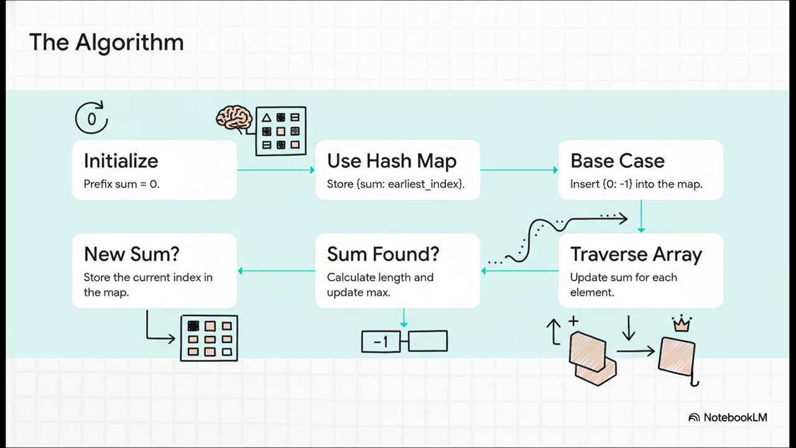So here's the game plan. We'll use a hash map. Think of it like our memory, to keep track of the first time we ever see a particular sum. We start with a little base case. A sum of 0 exists just before the array begins, at index -1. Then we just walk through the array, one number at a time. We update our sum. If we've seen this sum before, great. We calculate the length and see if it's a new record. If it's a brand new sum we've never seen, we just store it in our memory with its location.